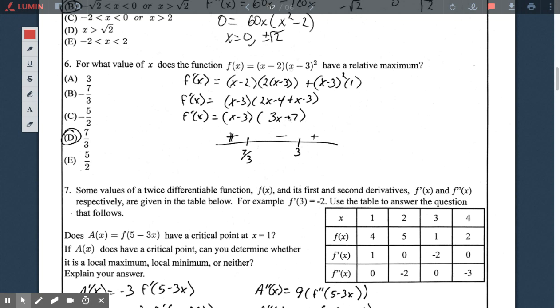So 3 and 7/3 are my critical points. Put those on the sign line. Positive, negative, positive. We want a maximum, so that occurs where we change from positive to negative. And so that means 7/3 is where our maximum is going to occur.